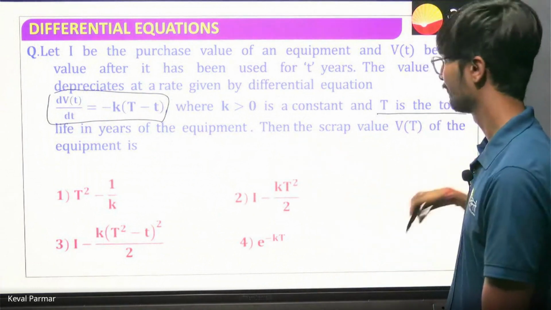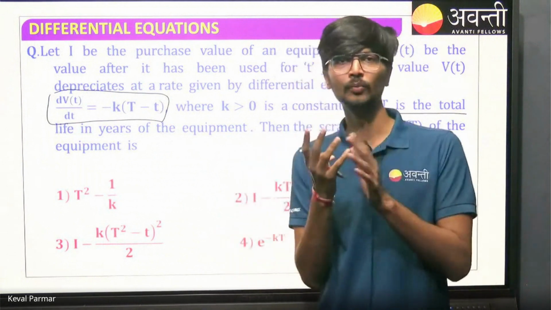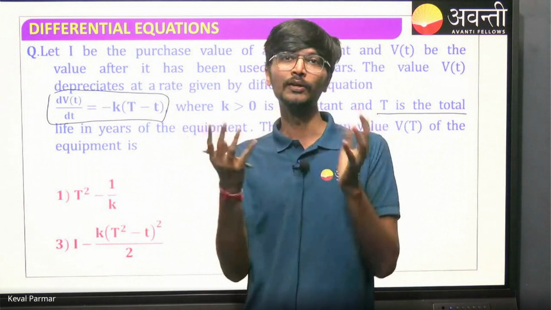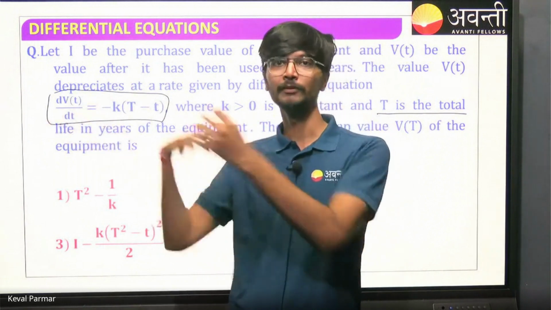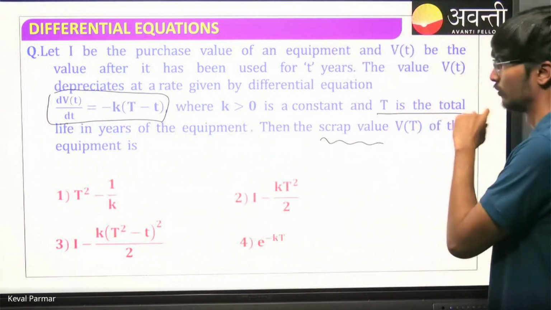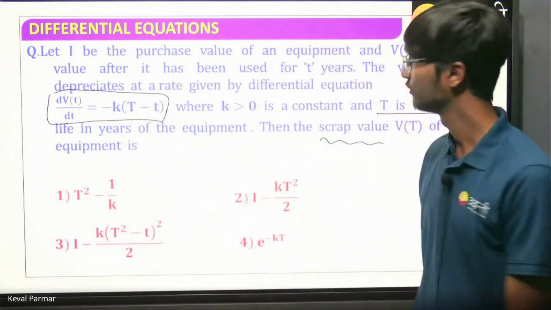Then the scrap value of V of X. Scrap value, I hope you know. After using an instrument, generally we give it to the कबाड़ वाला, right? कबाड़ वाला क्या करता है, उसको तोड़ के scrap करके वो अपना वापस बेच देता है. So that is called the scrap value. You must have heard this. So we have to find VT out of these options.